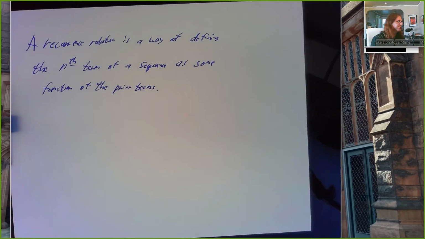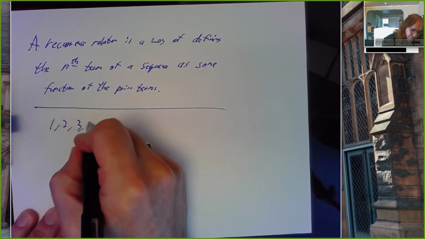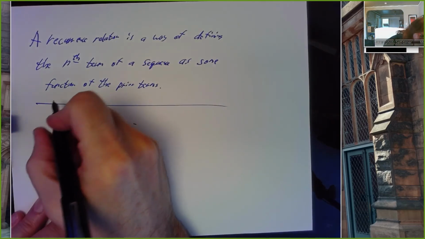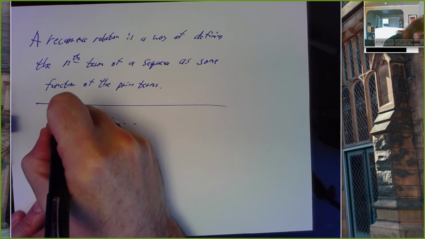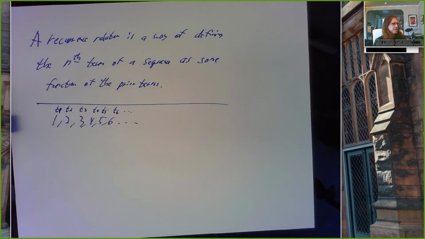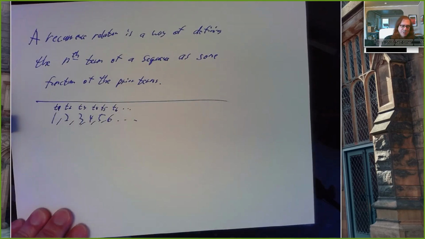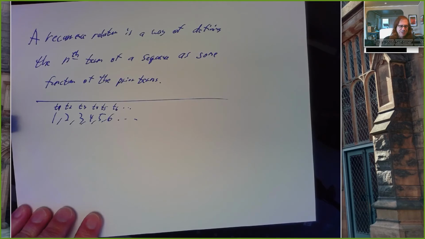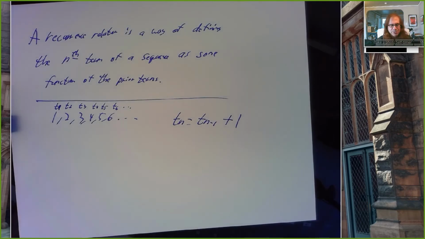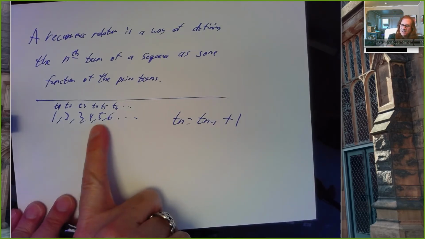So we're thinking about a sequence of numbers. For example, there's a sequence of numbers, and I'm going to call this term 1, term 2, term 3, term 4, term 5, term 6. And we know that this is just counting. But there's a different way we could define the elements of this sequence, based on the observation that term n is the same as term n minus 1 plus one more. In other words, the sixth term of the sequence is just the fifth term plus one.